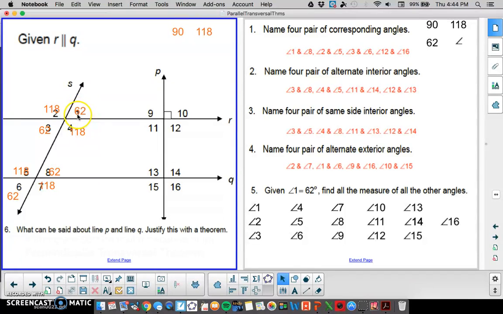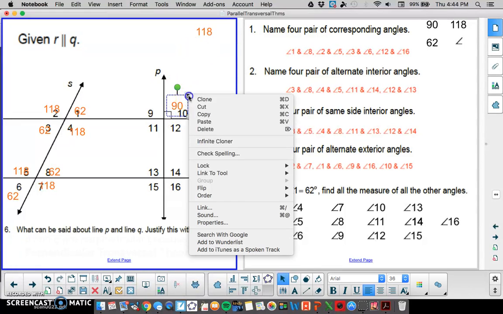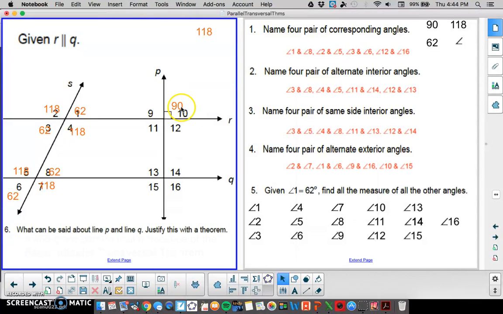Now notice that angle 1 and 10 are corresponding, but because lines S and P are not parallel, angle 10 is not 62 degrees. Angle 10 tells us that P is already perpendicular to R. So we know that that's 90 degrees. Well, if that's 90 degrees, that means the one that is adjacent to it would also be 90 degrees because they'll be equal to 180. Well, that means the one that's vertical to it will also be 90, and the one that's vertical to 9 will also be 90.